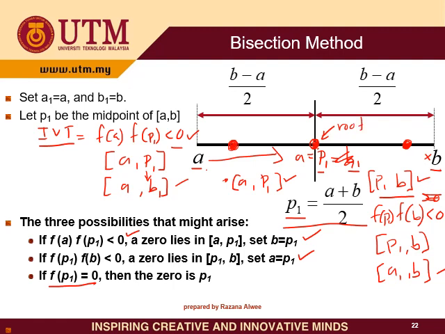So there are three possibilities when you do the division here. When you find your P1, either it is on the left, it is on the right, or you already found the root, which is directly in the middle.